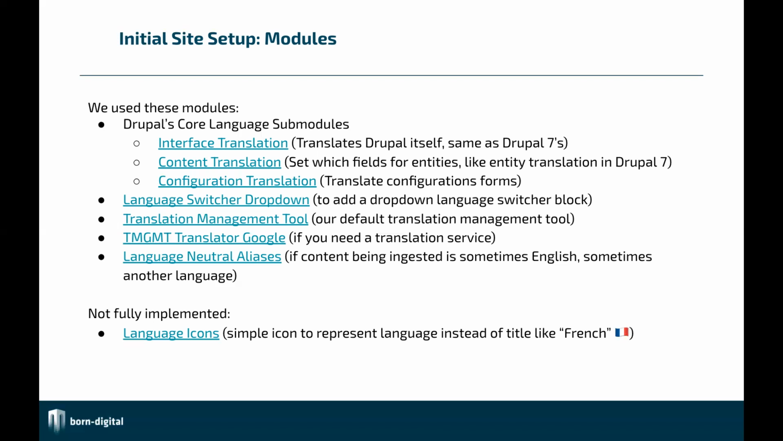We also had the language neutral alias module, and I think we mentioned that a little bit later in the presentation. Something that we have but we didn't fully implement. Another part of that toggle is language icons, and it's literally just a representation instead of the word English or French or whatnot. It's just a flag of sorts.